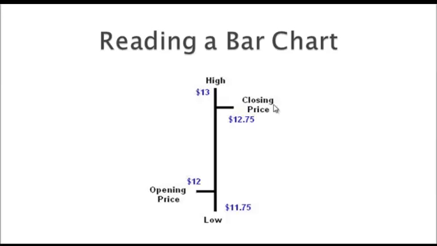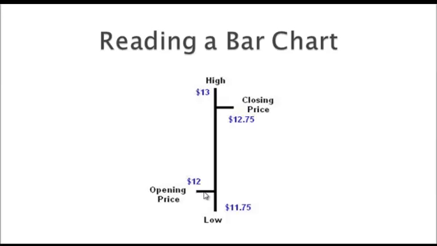Before you can read the whole chart, you have to know how the individual bar is related to the chart. The top of the vertical line indicates the highest price a security traded during that day. And the bottom is the lowest price that it traded. The closing price is represented here on the right, and the left is where the opening price is.